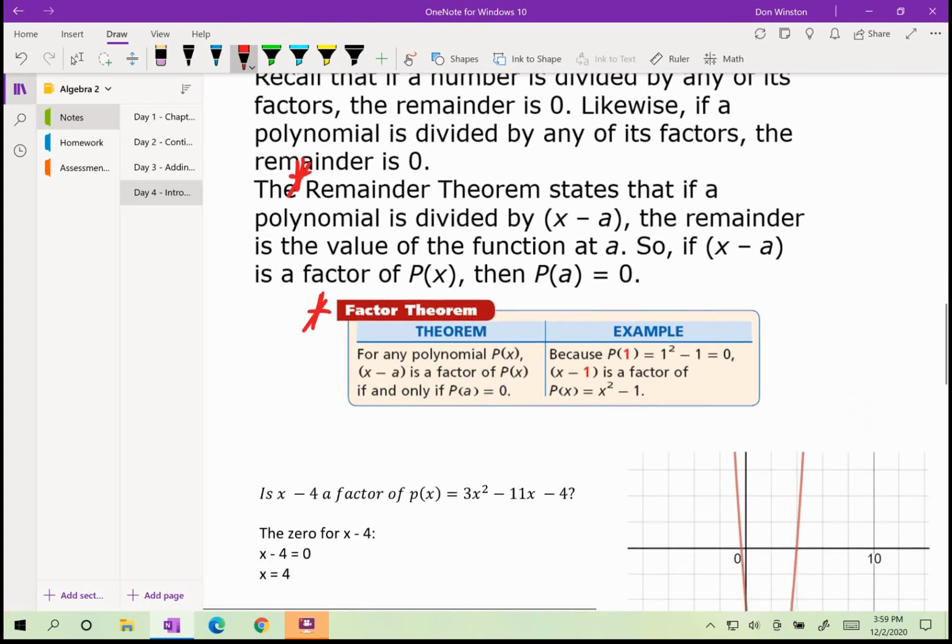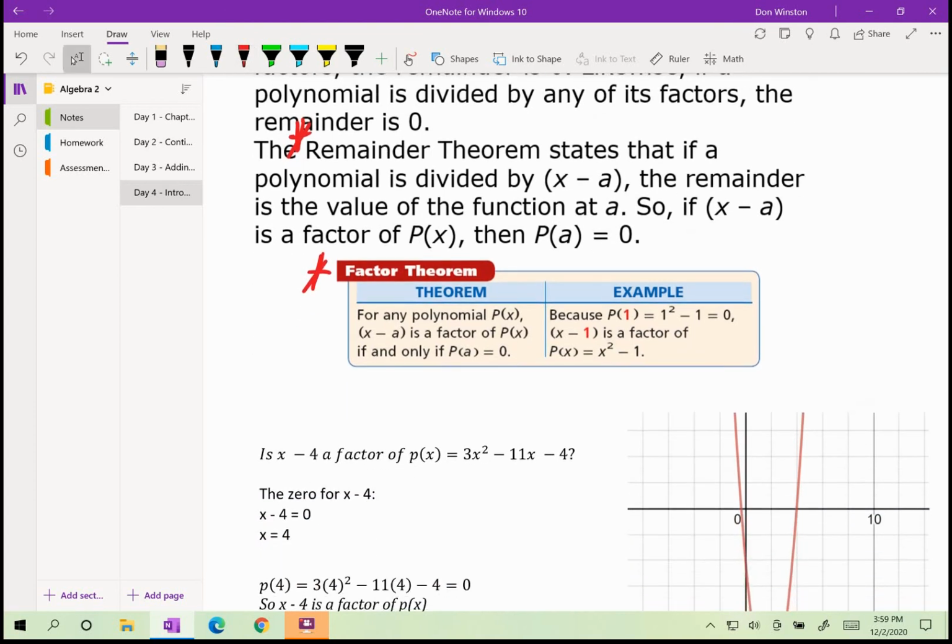So let's look at this in detail. For any polynomial p of x, x minus a is a factor of p of x if and only if p of a is equal to 0.